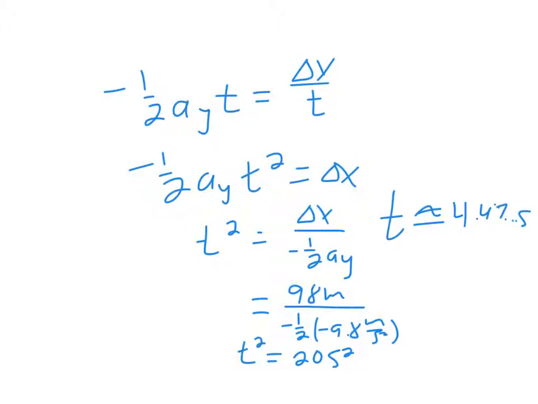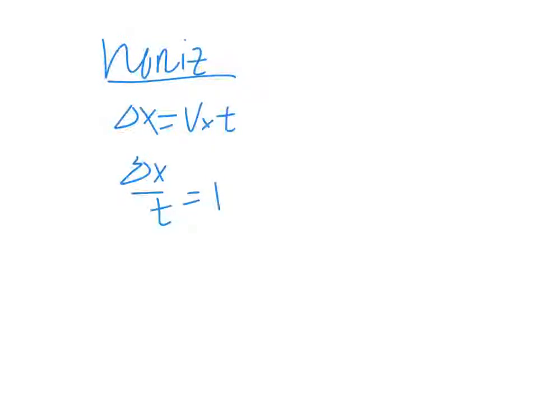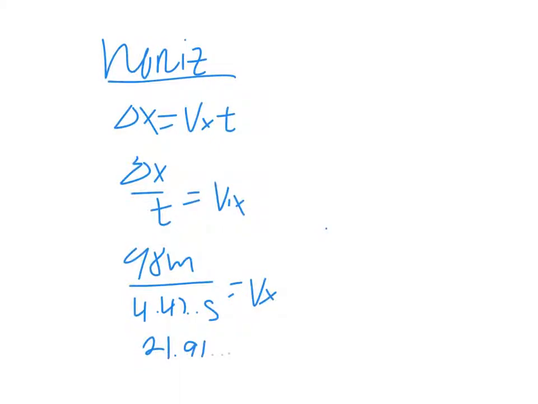Now that I know the time, I can go back into the horizontal. We're looking for my V initial. So going back into horizontal, delta x equals Vxt. So delta x over time will give me my V initial in the x. 98 meters divided by the unrounded 4.47, keeps on going, seconds, equals Vx. And this number is 21.91, keeps on going, meters per second.